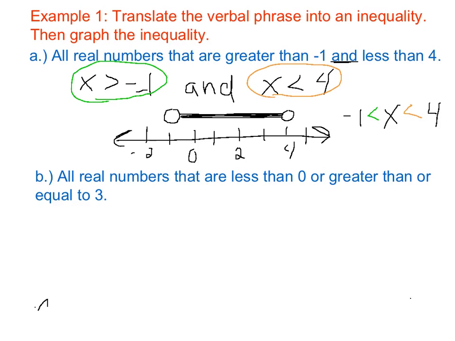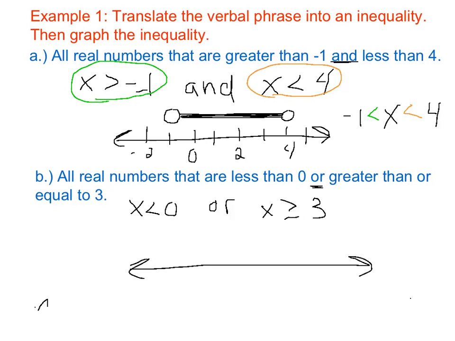For part B, we want all real numbers that are less than 0 or greater than or equal to 3. So here's the key word in between, or. So we've got all real numbers that are less than 0 or greater than or equal to 3. So on a number line, I'm going to go ahead and get this set up. We want less than 0, and we want greater than or equal to 3.